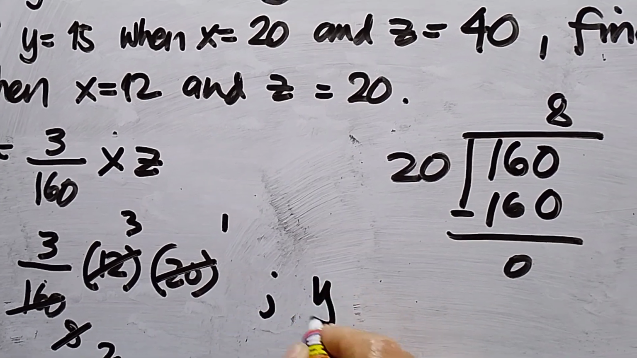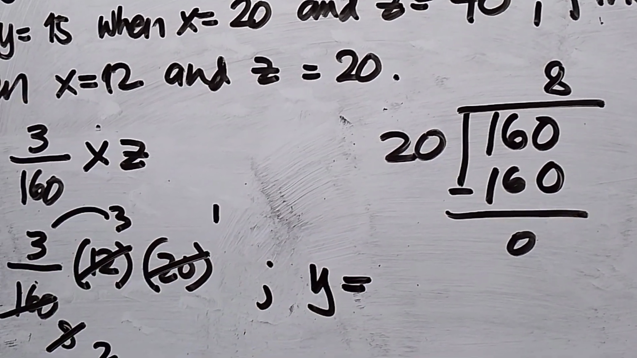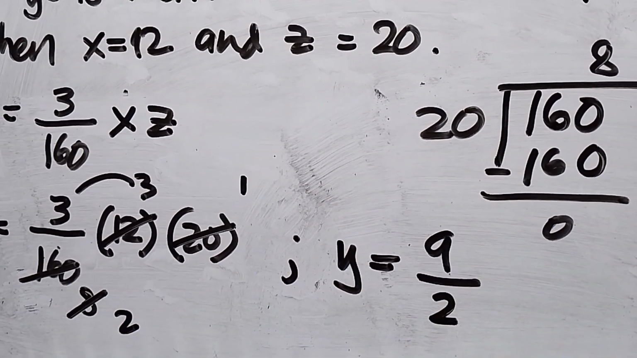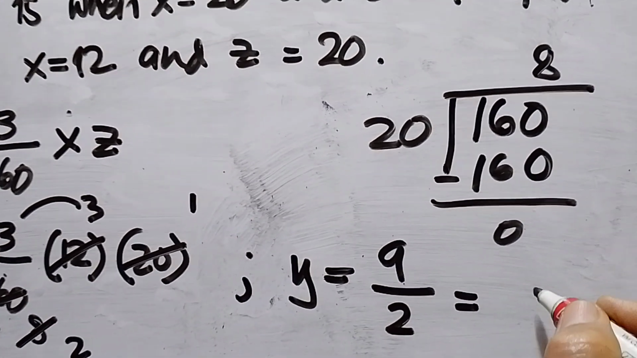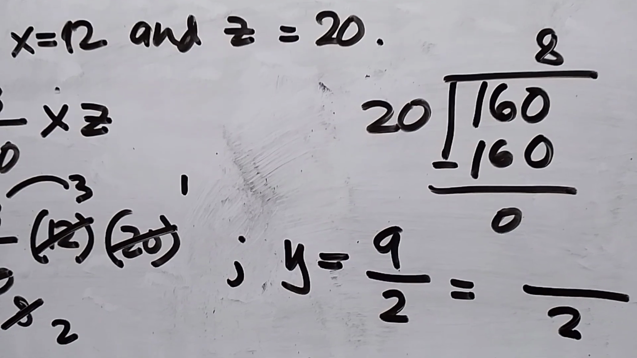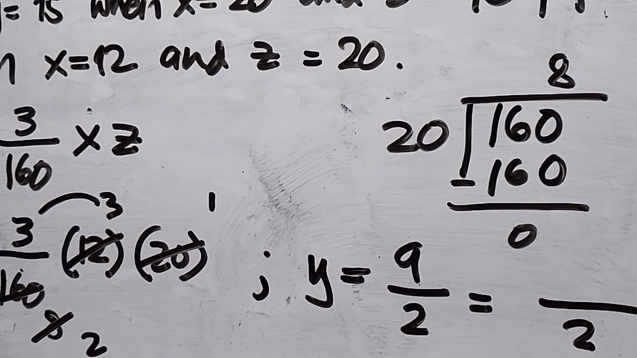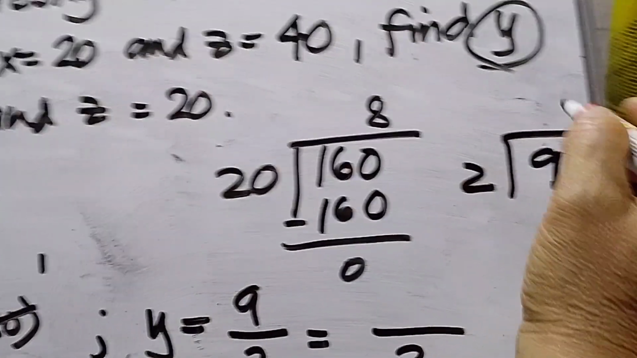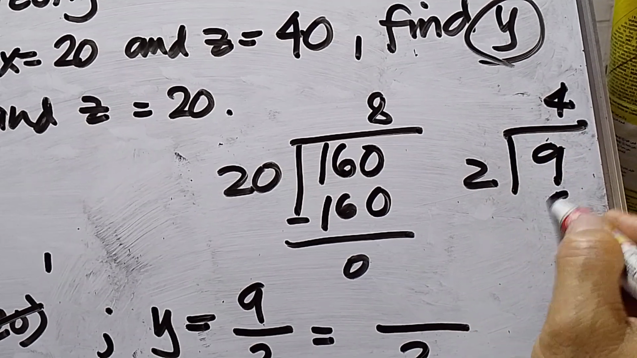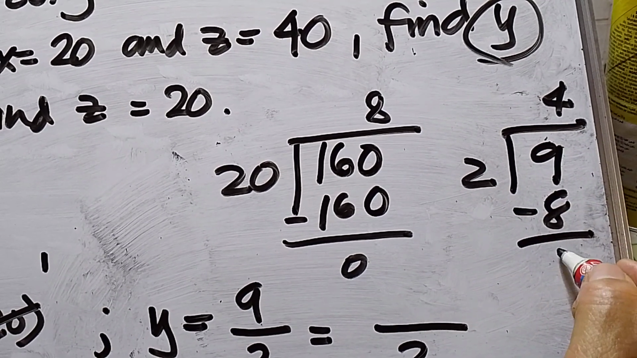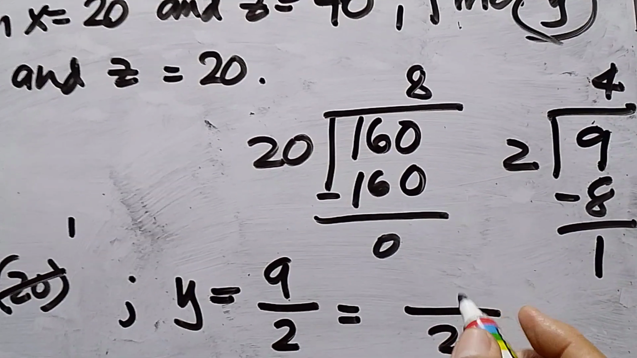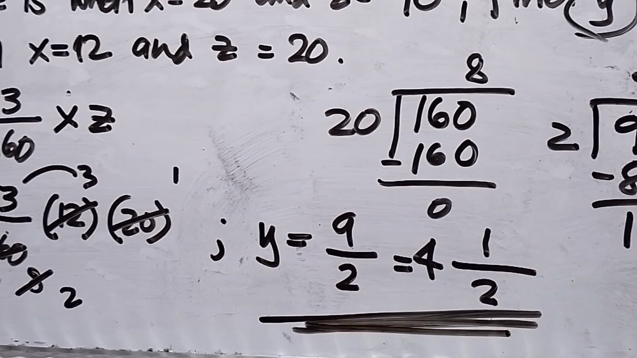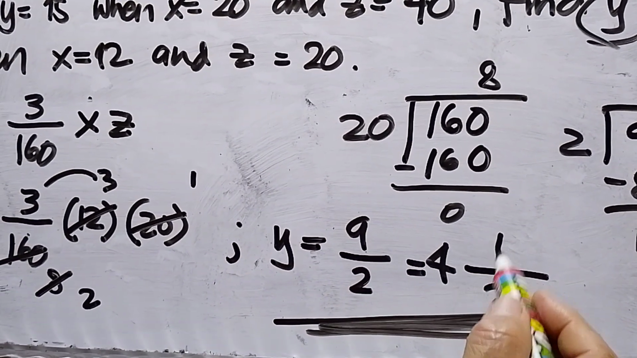So what is the value of Y? Y is 3 times 3, which is 9, and the denominator is 2. So I have 9 over 2. Since this is improper, we need to find the mixed number. 9 divided by 2 is 4, then 4 times 2 is 8, and 9 take away 8 is 1. So I have 4 and 1 over 2. This is the answer for number 1: the value of Y equals 4 and a half.